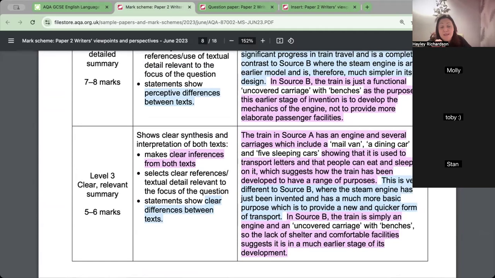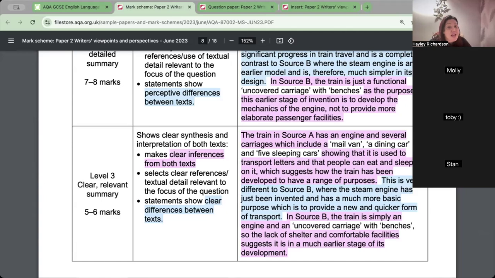Basically, your job in these questions is to help the reader of your piece see the text in a different way than it's literally presented. Help them think about things like, oh, I hadn't thought of that. Yeah, that might mean that. Yeah, that's basically what your job is. So 5 to 6 marks.